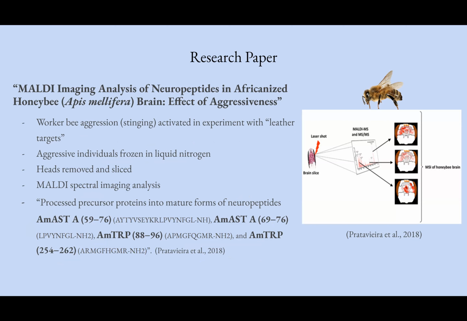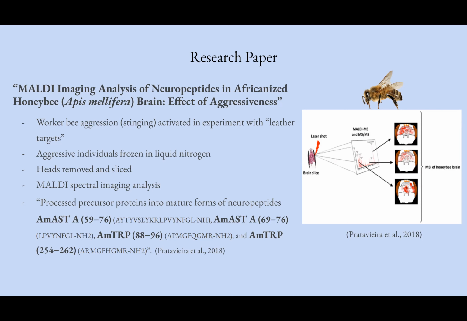The study first had Africanized honeybees placed in an environment with leather targets. The bees that aggressively stung the targets were placed in liquid nitrogen and frozen. The heads of the bees were then sliced for the MALDI spectral imaging analysis. The process is shown in the figure on the right.